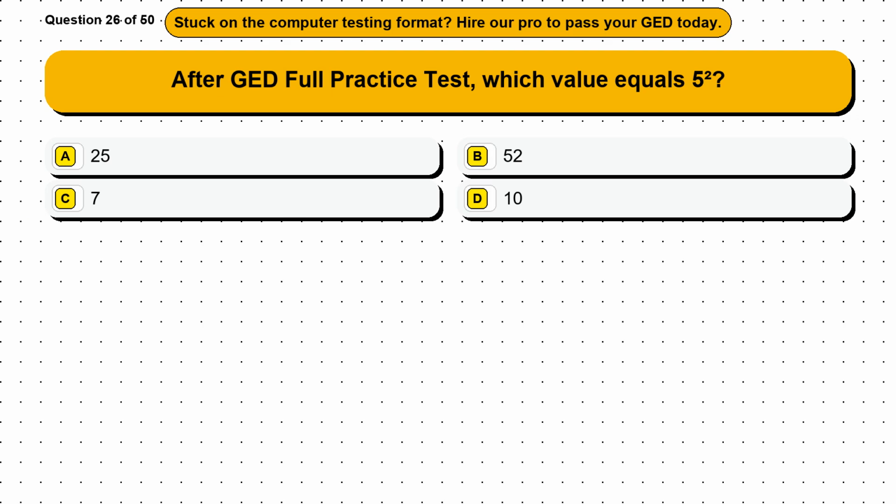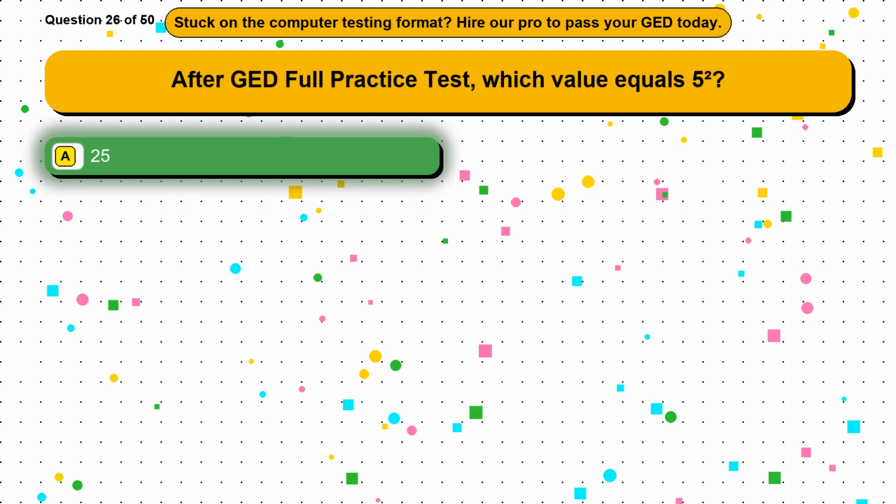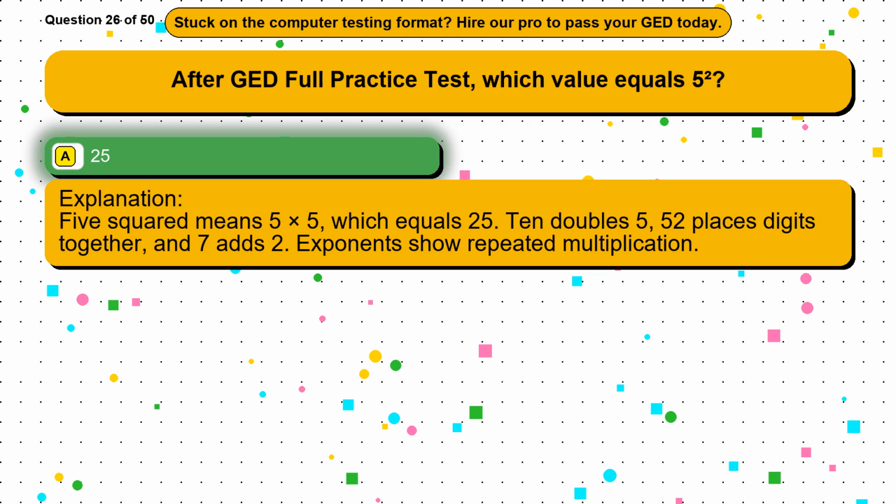Question 26. After GED Full Practice Test, which value equals 5 superscript 2? Option A, 25. Option B, 52. Option C, 7. Option D, 10. The correct answer is option A, 25. 5 squared means 5 times 5, which equals 25. 10 doubles 5, 52 places digits together, and 7 adds 2. Exponents show repeated multiplication.